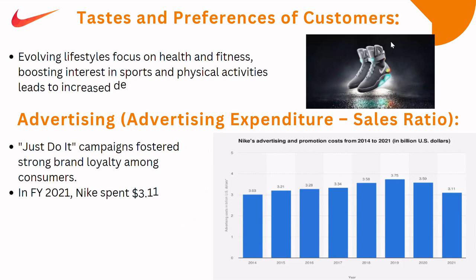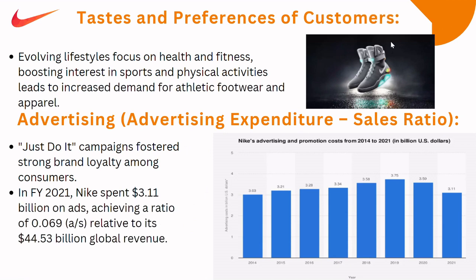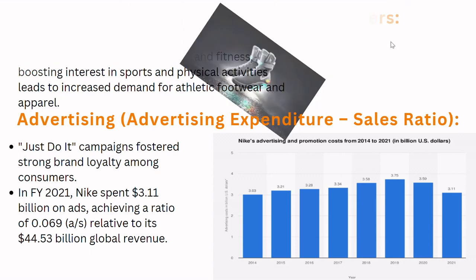Tastes and preferences of customers. Evolving lifestyle focuses on health and fitness. Boosting interest in sports and physical activities leads to an increase in demand for athletic footwear and apparel. Advertising. The Just Do It campaign fostered strong brand loyalty among customers. In financial year 2021, Nike spent $3.11 billion on advertisement, achieving a ratio of 0.069 relative to its $44.53 billion global revenue.